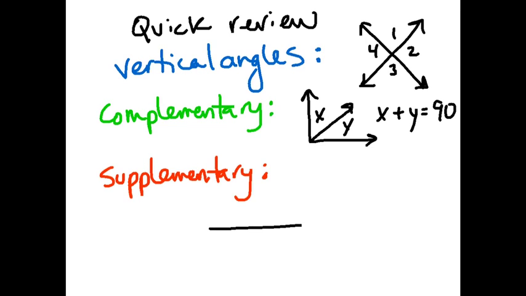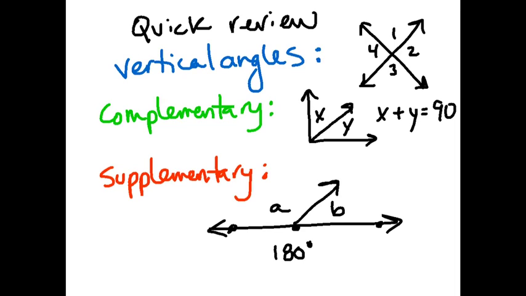Last one here, we have supplementary. Remember what that is? Two angles where their measures add up to 180 degrees. So let's make something like this. And we would say in this example, angle A and angle B equals 180. So 180 equals A plus B there.